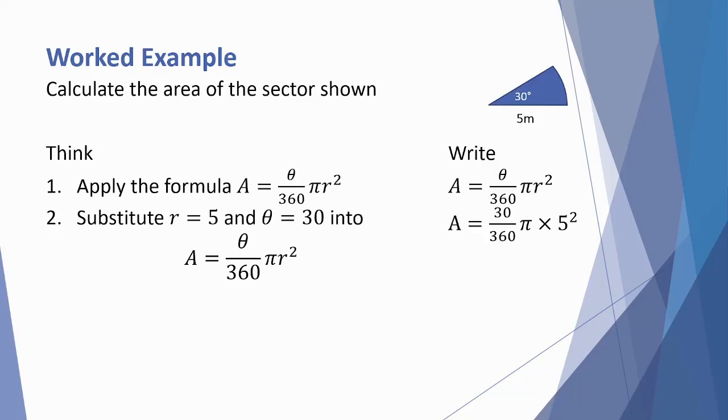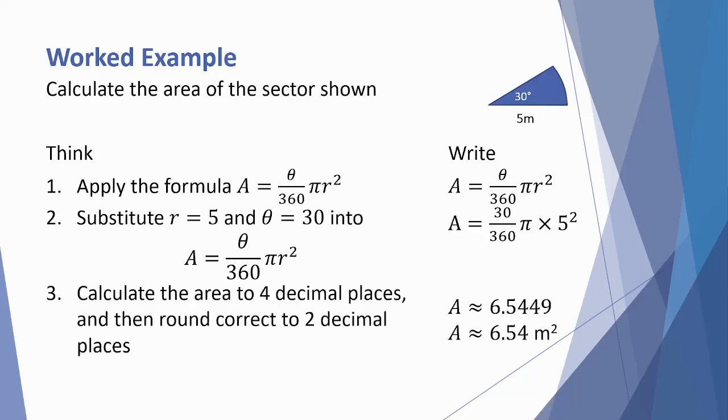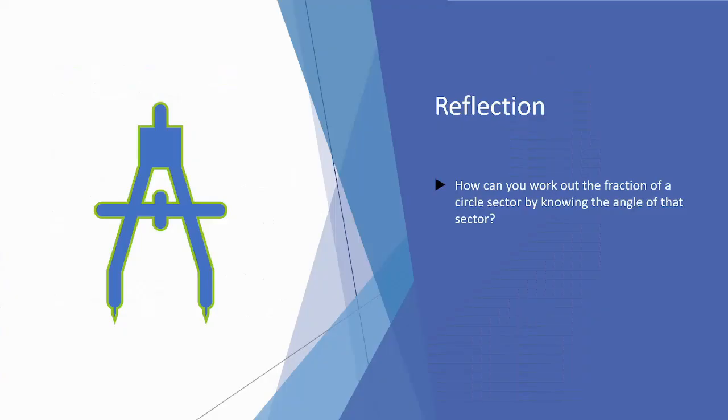Next, I will type that into my calculator and I will get the answer to about 4 decimal places again, and then I'll round it back to 2 decimal places. We started in meters, our area is in meters squared. So with what we know, our reflection today is how can we work out the fraction of a circle sector by knowing only the angle of that sector?